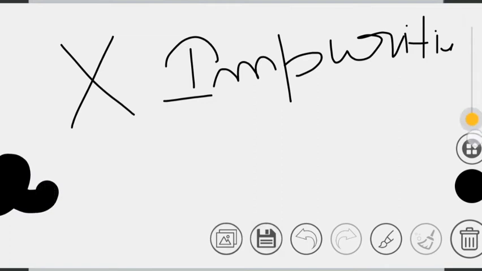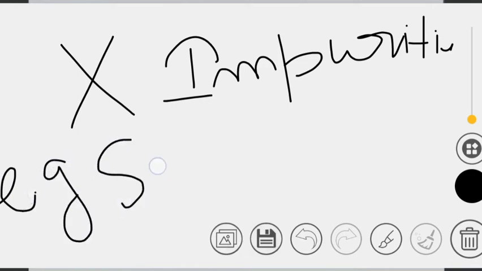Example of, sorry, it's very big. It looks like an impurity, I know. The examples of intrinsic semiconductors are silicon and germanium.